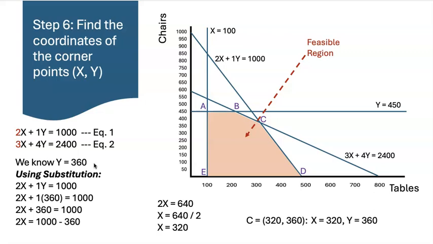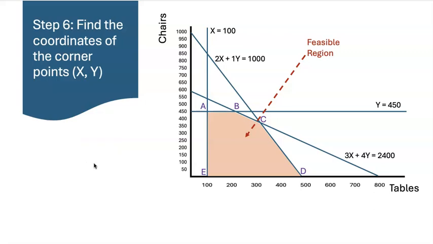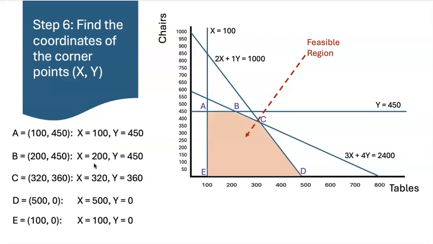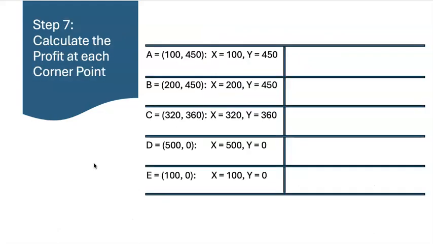So we now have the coordinates of all 5 corner points. So here they are. All right, so that's step 6, find the coordinates of the corner points. Now, once we have the coordinates, we can move to the next level. We're going to calculate the profit at each of these corner points.